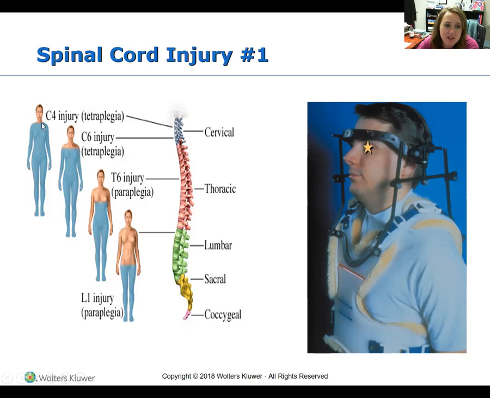So right here you can see C4 injuries and above. That's why we're talking about being so careful and protecting that cervical spine, because C4 or above can cause paralysis of the diaphragm. So if we have paralysis of the diaphragm, what happens? We can't breathe. So it's really important to support that. And if somebody does have a C4 or above, they're going to need to be on ventilator support because they're not going to be able to breathe themselves. So just depending on the level of injury is where our motor function is going to be.